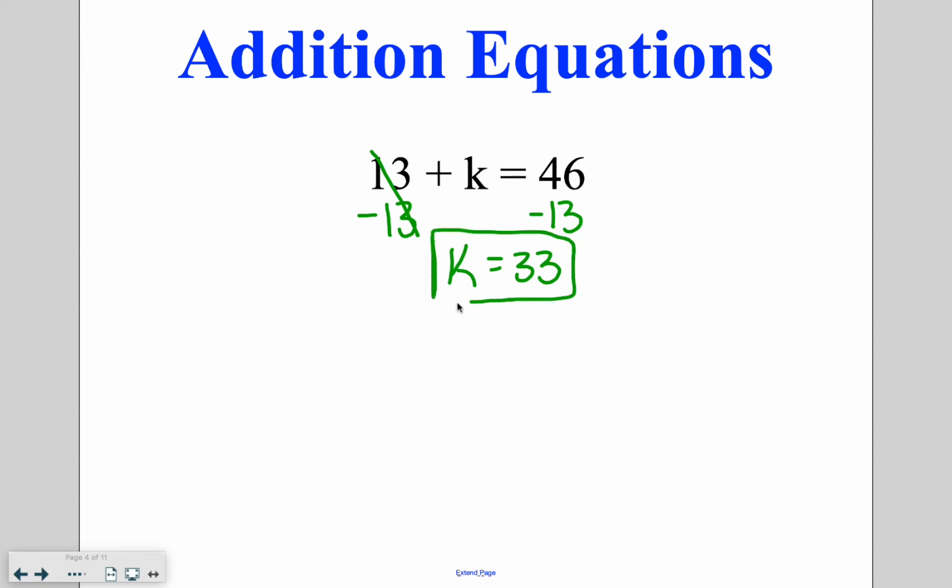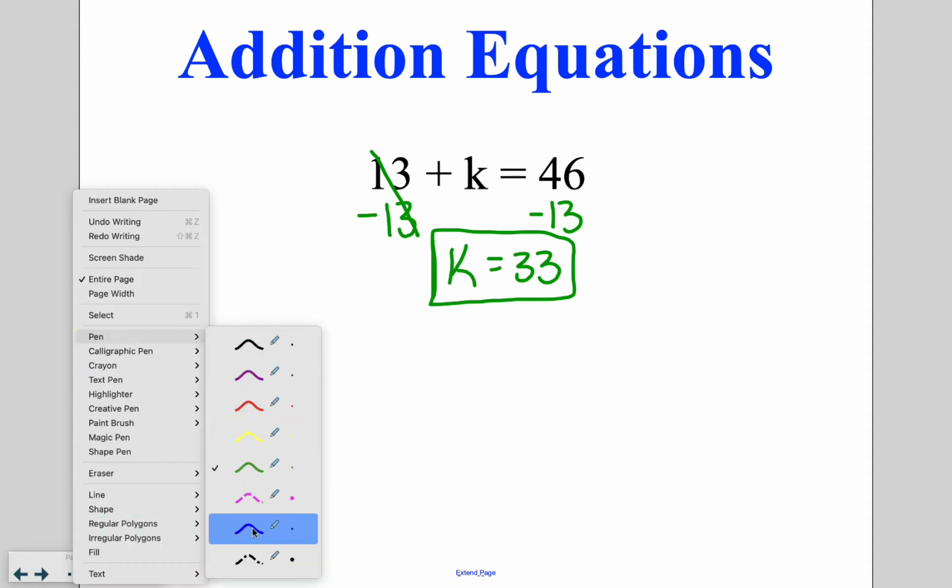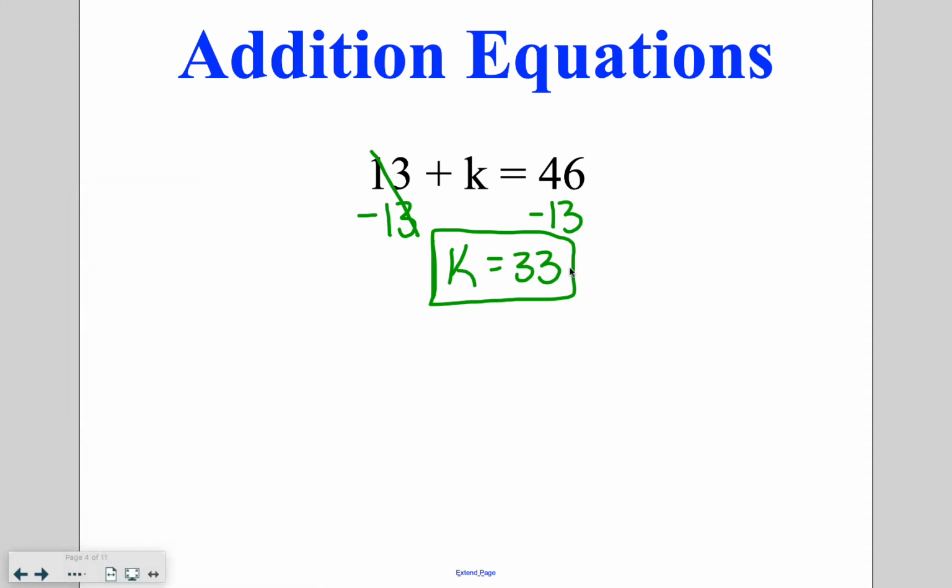You can always check your answer to any sort of equation by taking the value of your answer and plugging it back into the problem. So you could double check quickly by doing 13 plus 33. And that's going to give you 46. That statement is true, so we know that we have reached our correct answer.